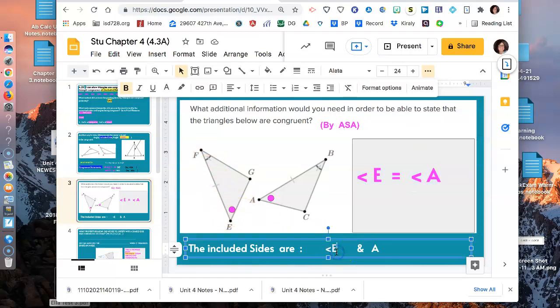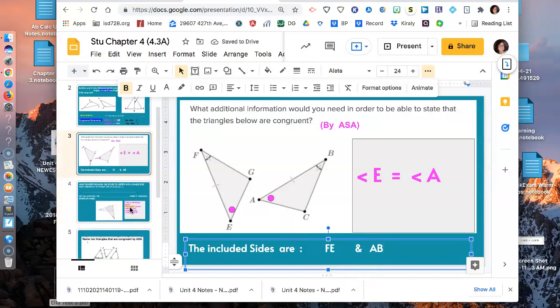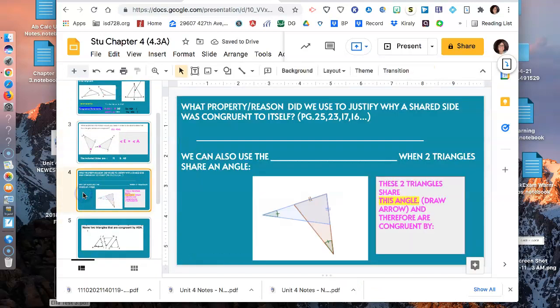The included sides would be considered FE, and I took the bar off it and I don't want to go put it back. So FE, and what other included side is there? Just for vocabulary, AB. Those are my included sides. They should have bars over it, but like I said, we'll go get all that cleaned up.